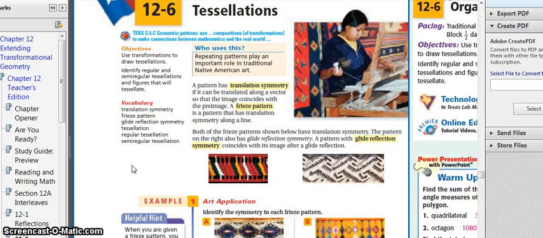Our first one is translation symmetry. A pattern has translation symmetry if it can be translated along a vector so that its image coincides with the pre-image. Remember, we talked about a vector being basically a straight line. So translation symmetry means that the image can be slid next to each other over and over again, and it still has the exact same pattern. You can see translation symmetry in these 2 example pictures where the bird's been slid over, and you can also see it here where the little stair steps have been slid over.